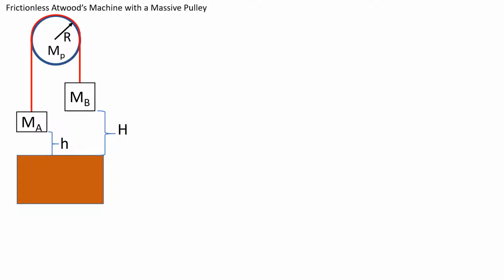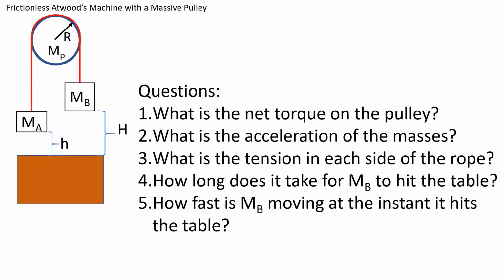So the questions we're going to want to answer here are: 1, what is the net torque on the pulley? You'll usually see this problem during sections about torque in your physics class. 2, what is the acceleration of the masses? As before, we want to see how fast these two masses are accelerating. mb, in this case, will be the bigger mass, so that one will fall to the table. 3, we want to know what the tension is in each side of the rope, here shown in red.